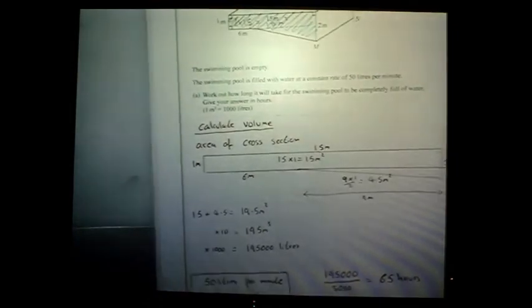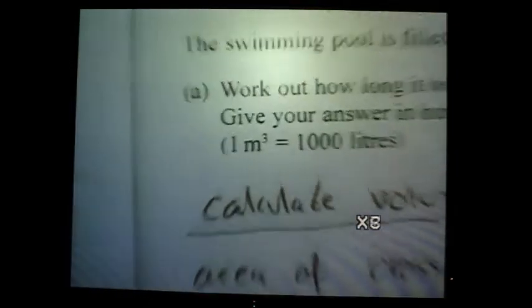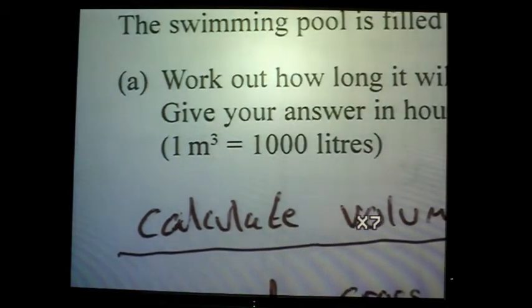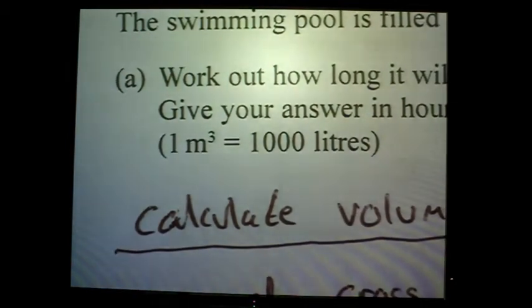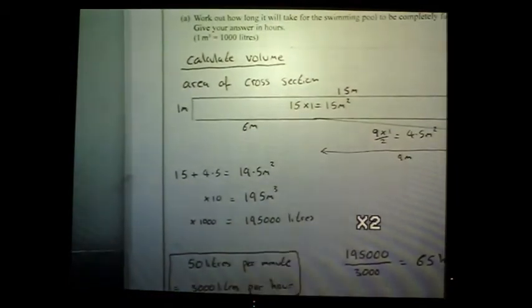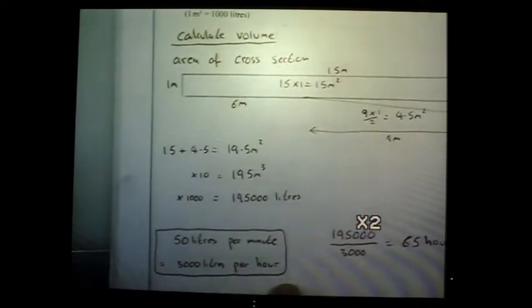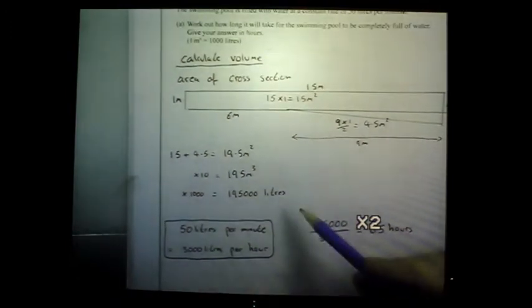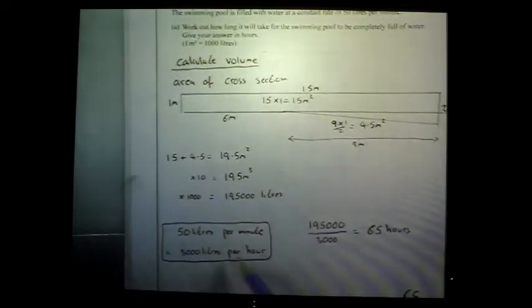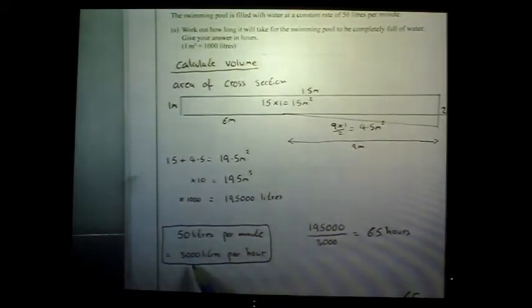You will need to be able to do that skill. The next bit is not too difficult either. Now it says here, 1 metre cubed is 1,000 litres. I'll zoom in so you can see it. We've got 195 metres cubed, so you need to multiply that by 1,000 to get how many litres go in the pool. And that is what I've done there. It's 195,000 litres.